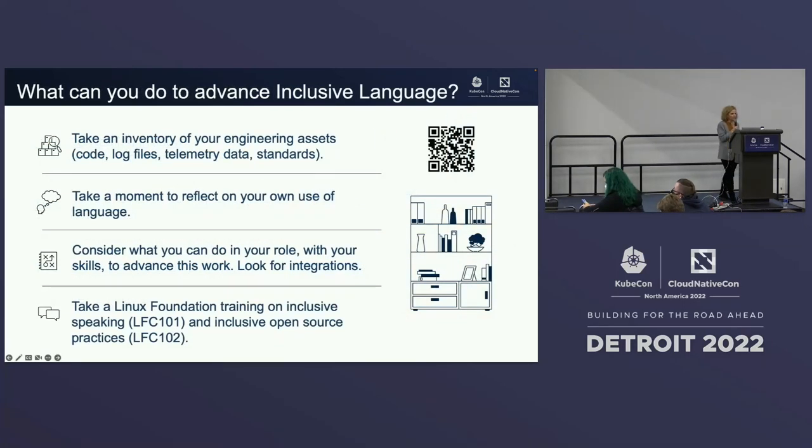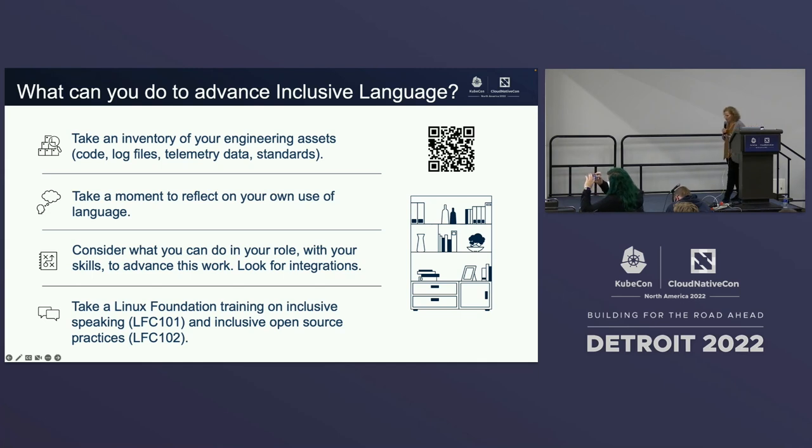But I really wanted to leave everyone with this personal thinking. What can I do? What can we all do to advance inclusive language? So I already showed you an example of how to take inventory. Maybe take inventory across code. Maybe take inventory across log files. Whatever it is that you have access to, maybe you work on a standards body. Start to take inventory. See what you could do.